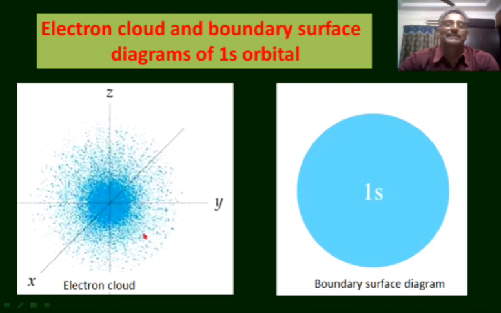The first figure represents the electron cloud density around the nucleus, and the second figure represents the boundary surface diagram of the orbital. The electron may lie at any place in this spherical region, and it moves randomly around the nucleus in the form of a three-dimensional stationary wave.